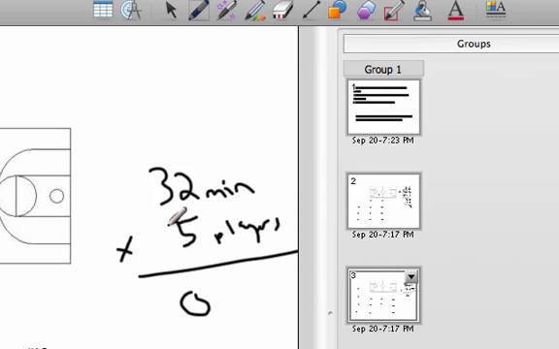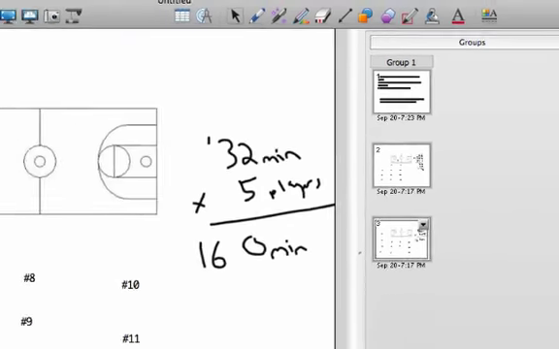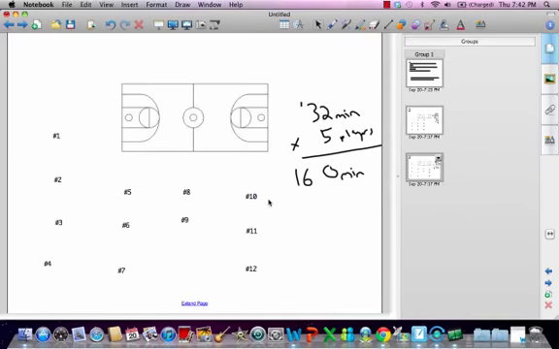2 times 5 is 10, and then we carry the 1. 3 times 5 is 15. We add that 1. We get 160 minutes for those 5 players. So with that 160 minutes, of course, we've got to divide that up now among all 12 of these players. So that's where the division kicks in. And I'm going to go on to a new page just so that I have enough room to do this.